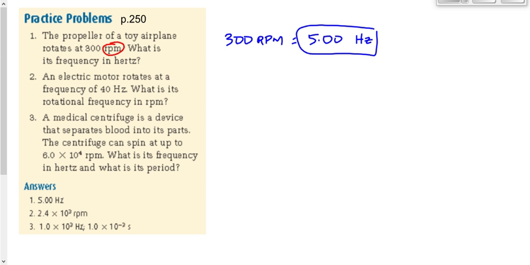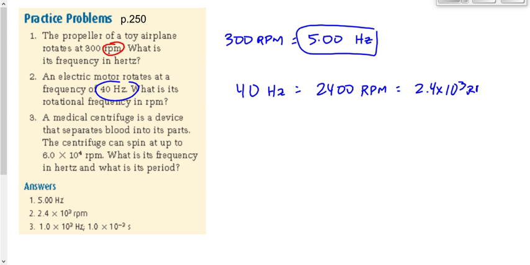What's the rotational frequency in RPM? It's backwards, isn't it? Here's our frequency in hertz. 40 revolutions per second now. We want to find the number of revolutions per minute. What are we going to do? Now we're going to multiply it by 60. We should end up with a bigger number. Of course, you get more revolutions in a minute than you do in a second. 4 times 6 is 24. Tack on 2 zeros. And we get 2,400 RPMs. How many digits should that be? 2 digits. So we're going to make it 2.4 times 10 to the 3 RPM.